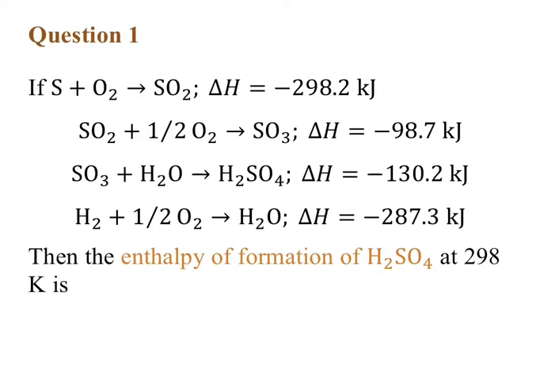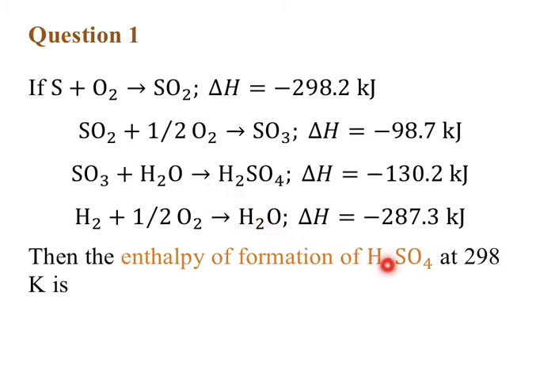Okay, so here's the question. They have given 4 equations with their enthalpy changes, that is the enthalpy of a reaction, and then the enthalpy of formation of H2SO4 at 298 Kelvin is asked. So we have to calculate the enthalpy of formation of H2SO4. This is like a mathematical equation, so similar to a mathematical equation, we have to add and subtract these equations. For calculating the H2SO4, we have the desired formation of H2SO4.